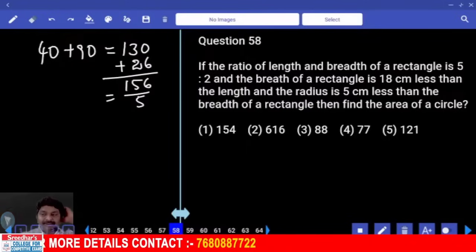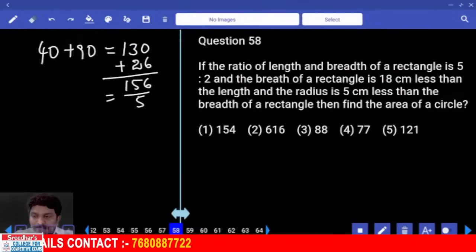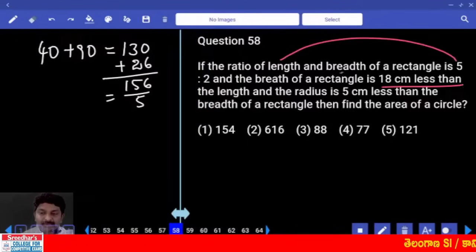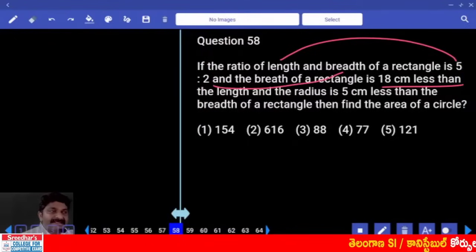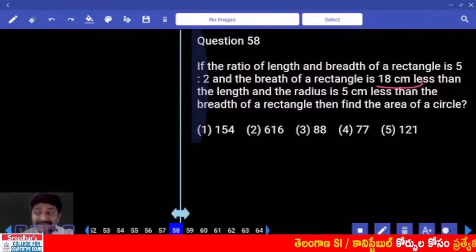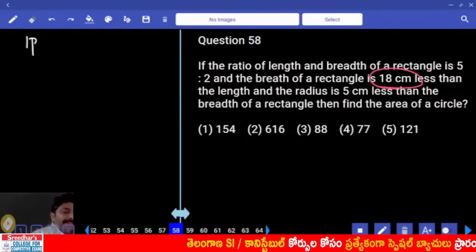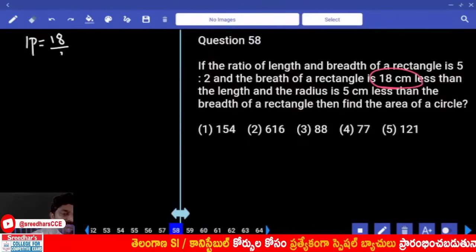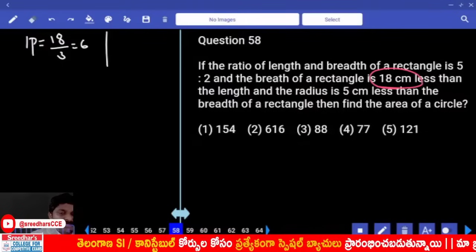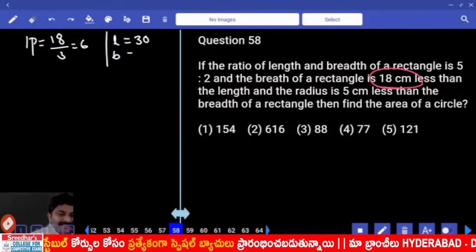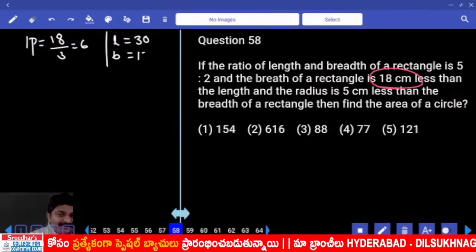If the ratio of length and breadth of the rectangle is 5:2, the breadth of the rectangle is 18 centimeters less than the length. From the ratio, what is length? 5 parts. What is breadth? 2 parts. Difference in terms of centimeters is 18 centimeters. Then 1 part is equal to 6. From this, length is equal to 5 into 6, 30. Breadth is equal to 2 into 6, that is equal to 12.